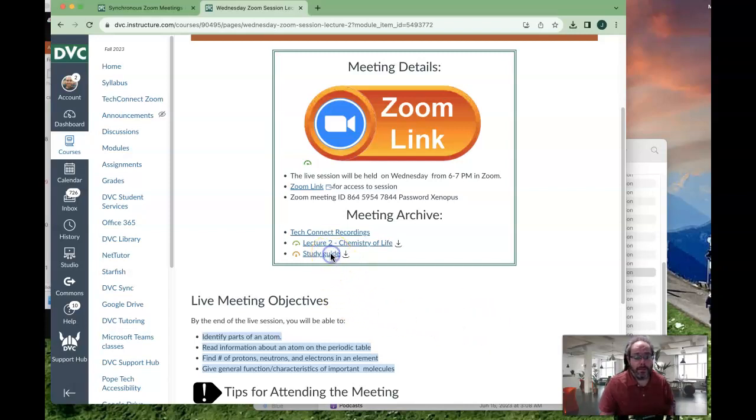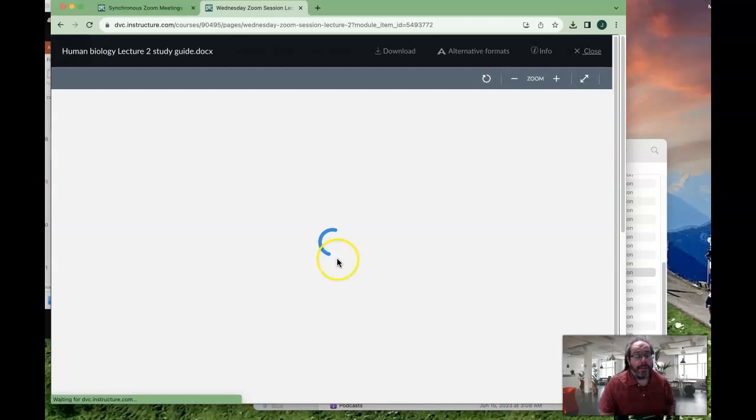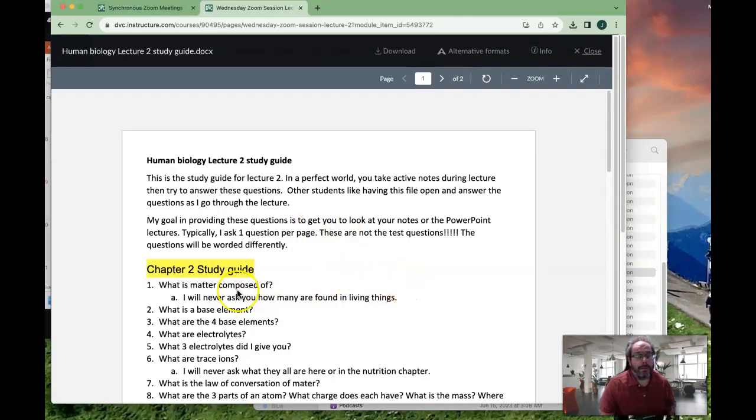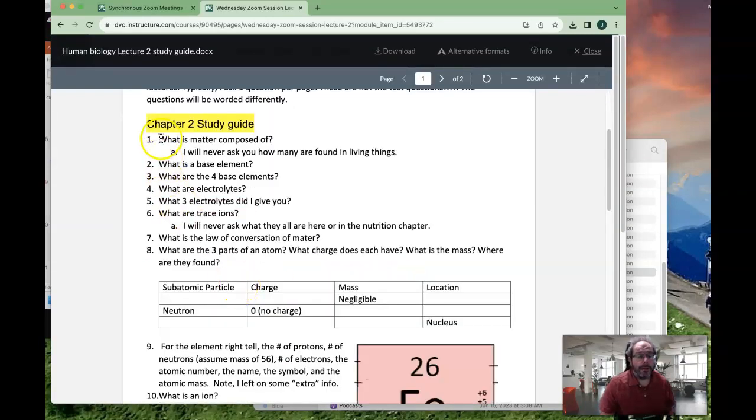Secondly is a study guide. The study guide, in theory, goes in line with everything on the PowerPoint. And this is what I'm going to ask you on the test. So what is matter composed of? What are the base elements? This all is the order I go on the test. And this is to make you focus on each slide. These are not the test questions. That bugs students sometimes, that the test questions are not quite the same.